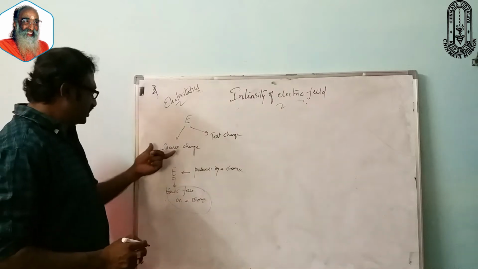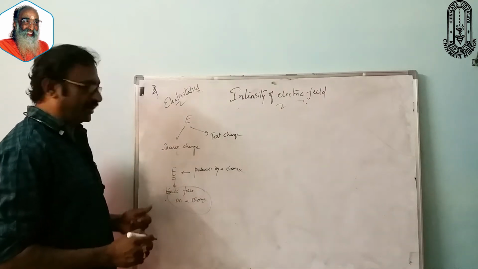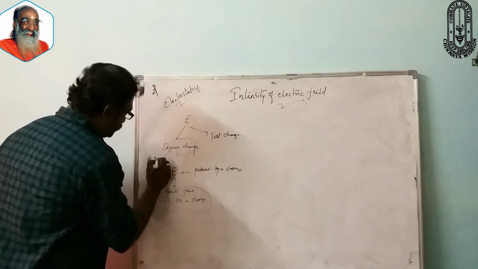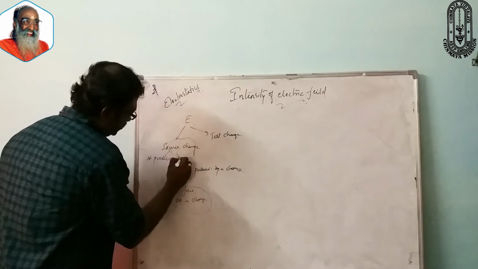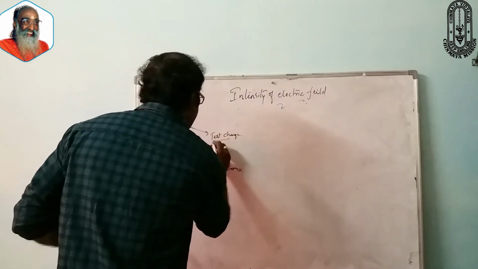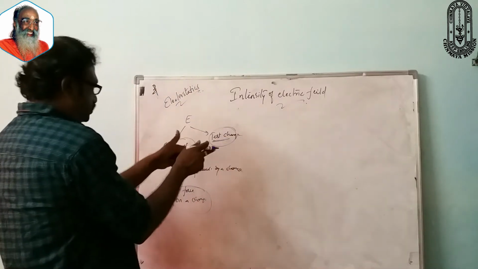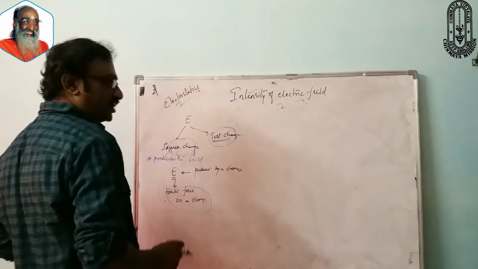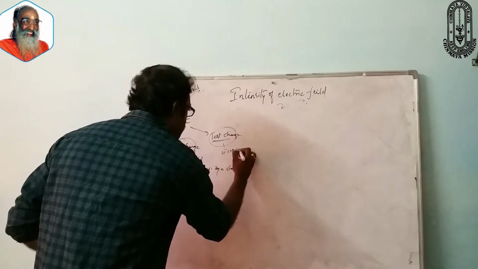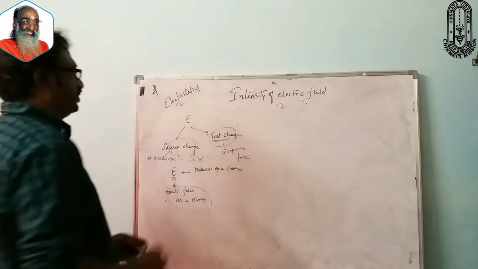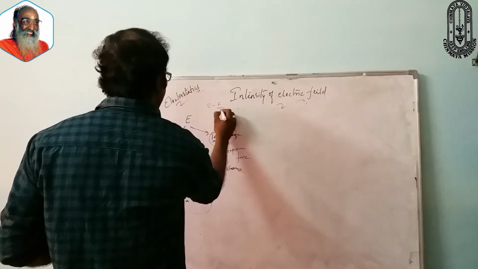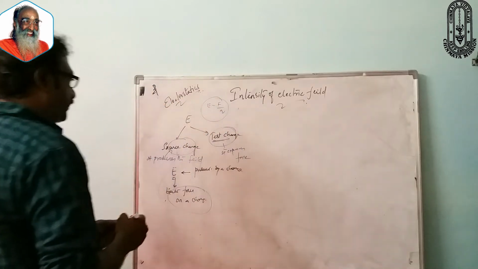Now, the charge which is responsible for this field is called the source charge, and we'll be calling it as it produces the field. And test charge is the one on which the force is produced. That means the force is exerted on this charge. It experiences force, and we came to know there E is equal to F by Q. This expression we have derived there.